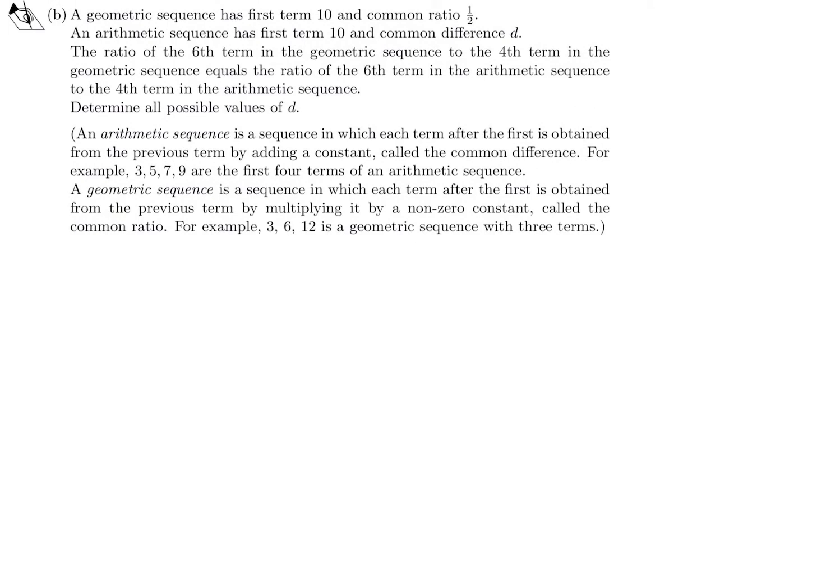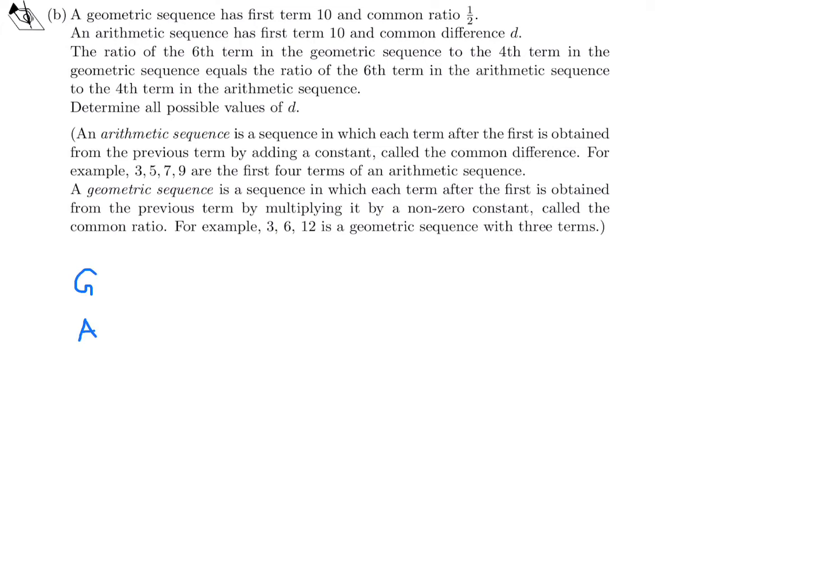A geometric sequence has first term 10 and a common ratio of a half. An arithmetic sequence has first term 10, a common difference of d. The ratio of the sixth term in the geometric sequence to the fourth term in the geometric sequence equals the ratio of the sixth term in the arithmetic sequence and the fourth term in the arithmetic sequence. Determine all possible values of d.